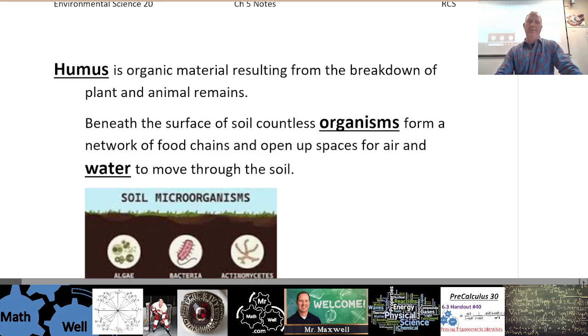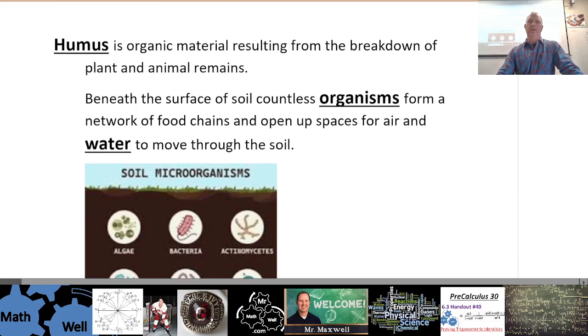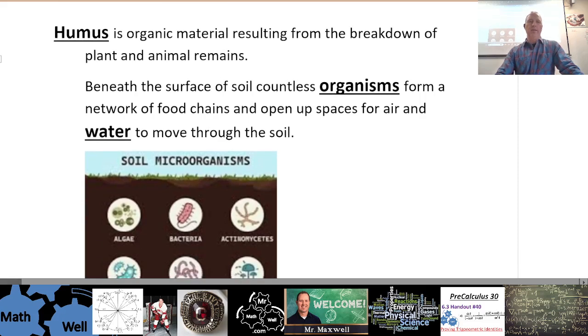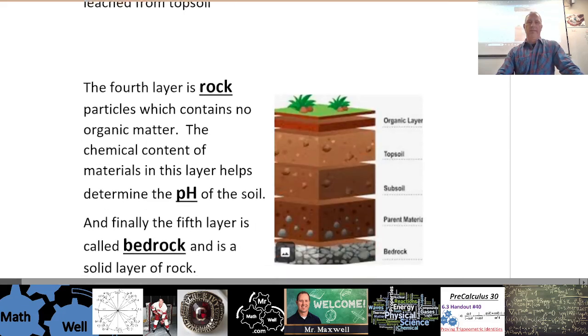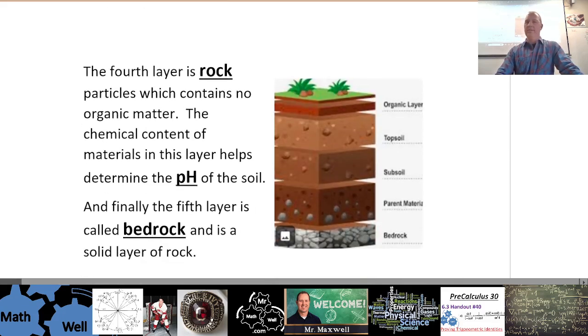Humus. Humus is organic material resulting from the breakdown of plant and animal remains. Are we missing something there? Two blanks. Yeah. Oh, here we go. Three blanks. The fourth layer is rock particles, which contains no organic matter.